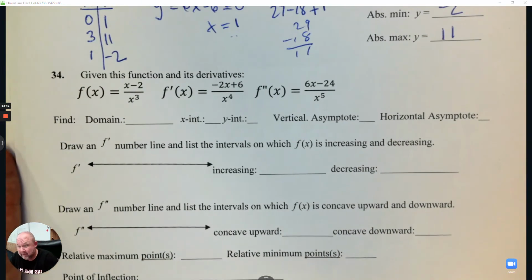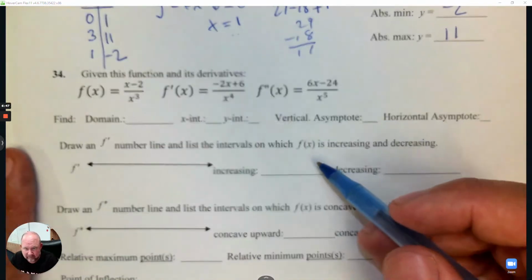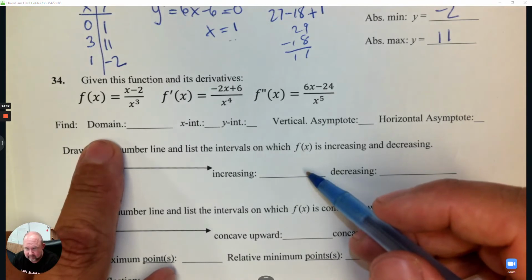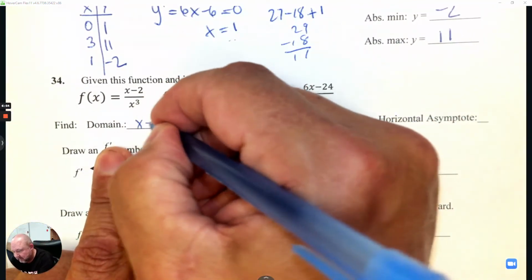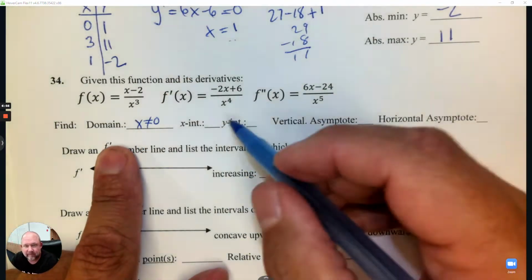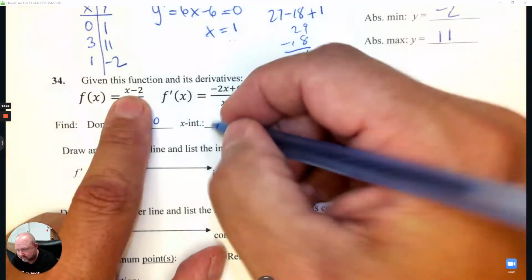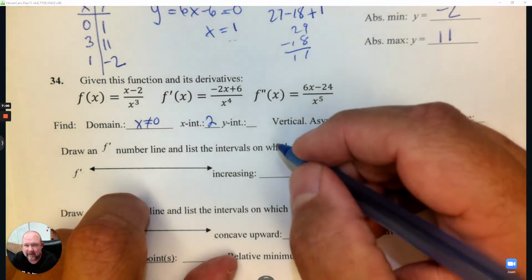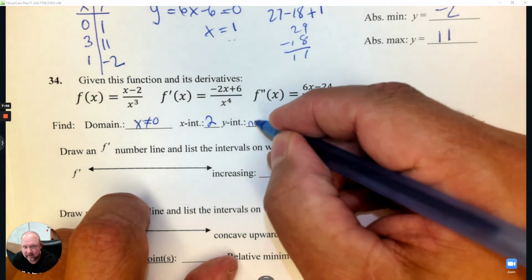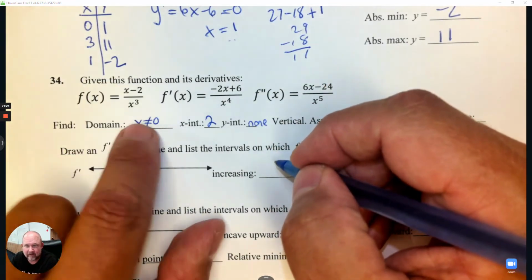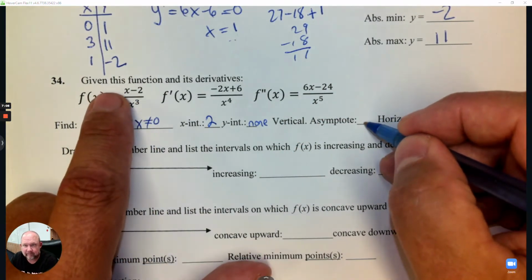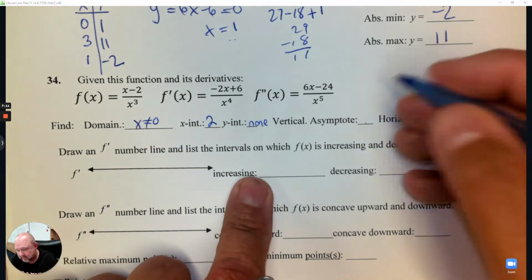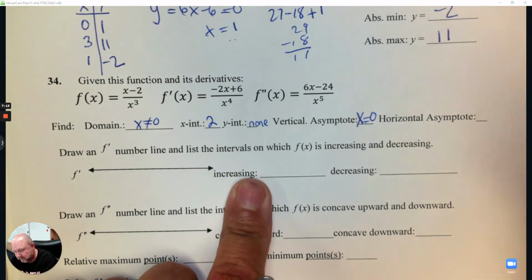Number 34, given this function, can you find this information? So the domain comes from the function. The only number x cannot be is 0. The x-intercept from the numerator, that's 2. The y-intercept, we have none, because when you plug in 0, it's undefined. The vertical asymptote, look at the bottom, it's not removable, it's x equals 0.